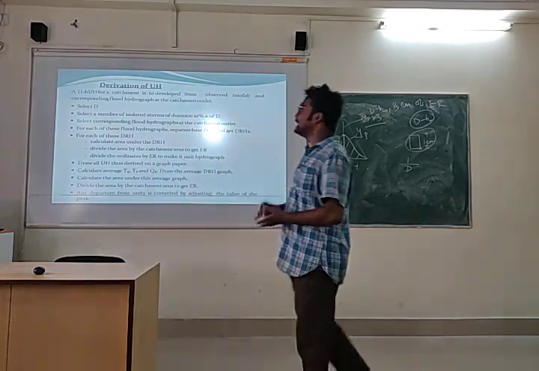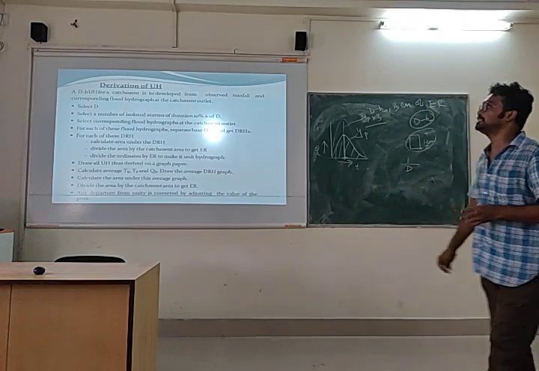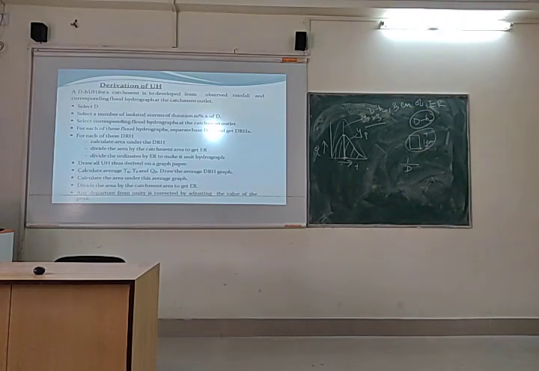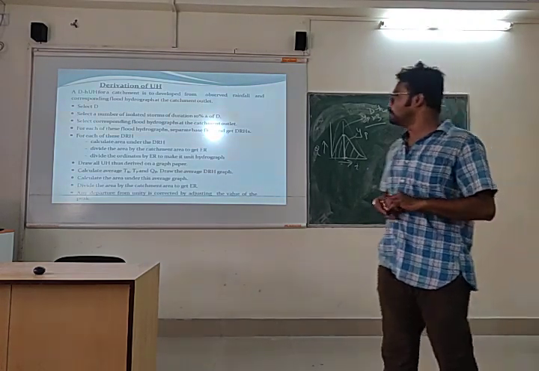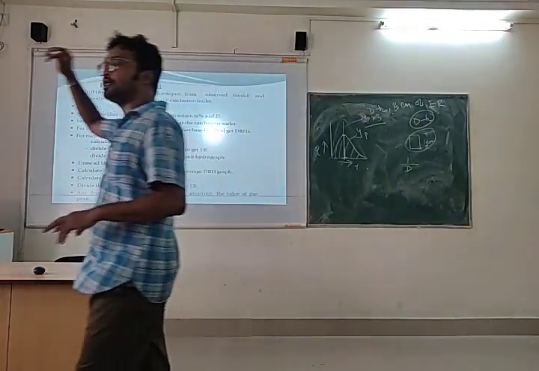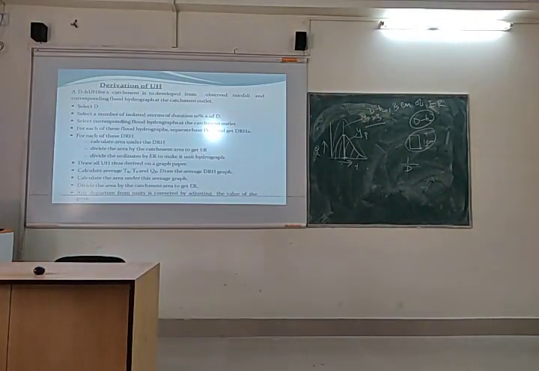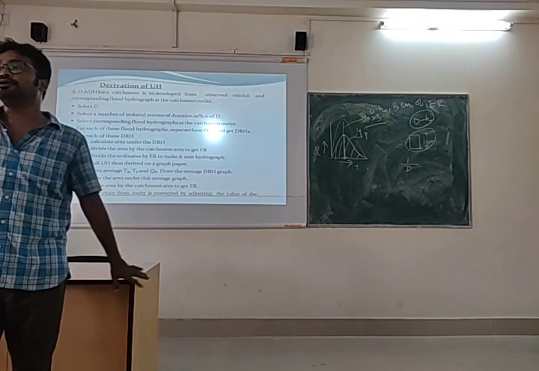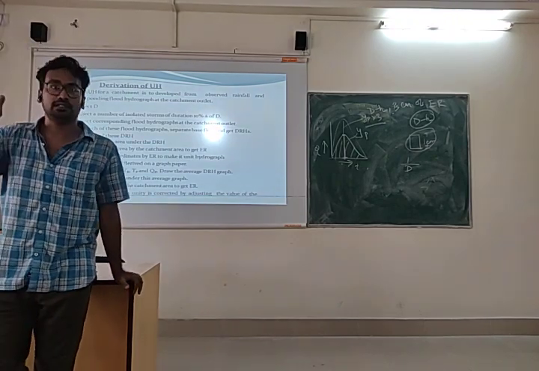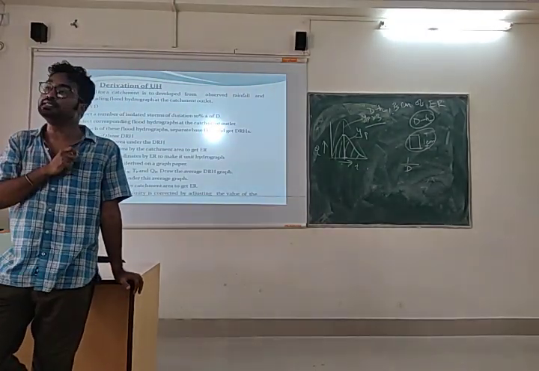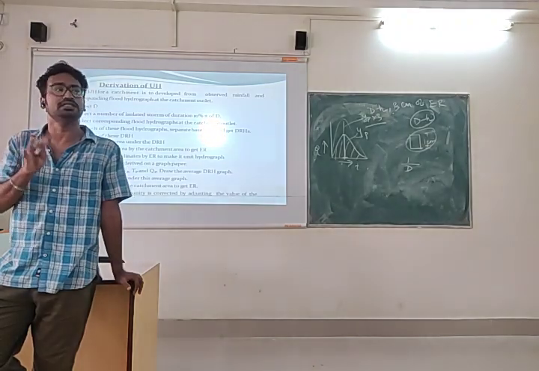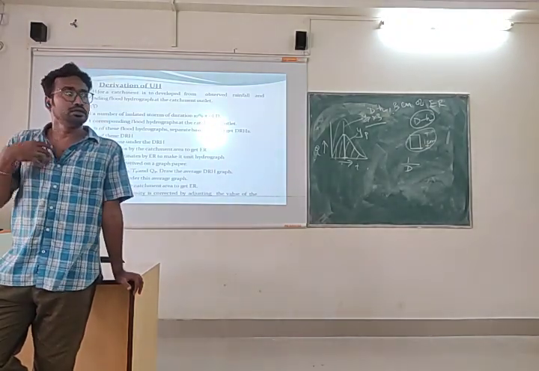How to find out? Select any station, that is G. Select a number of isolated storms of duration D. So suppose we are trying to find out the unit hydrograph for D duration. Now that D duration may be 2 hours, may be 4 hours. That is up to you, right?